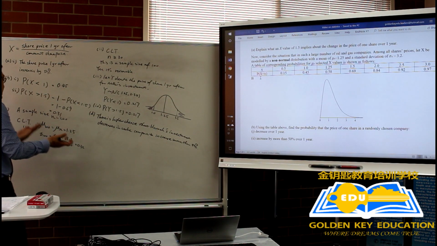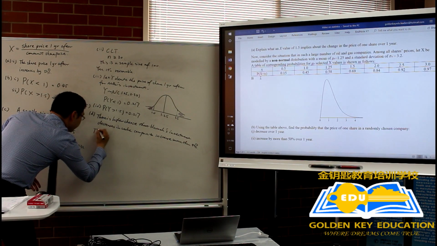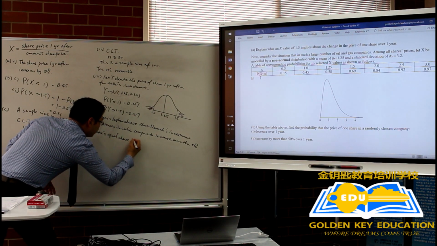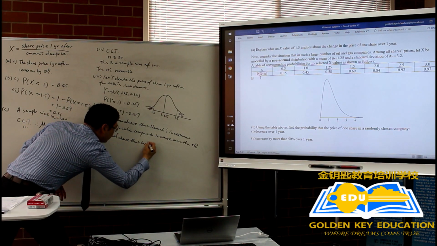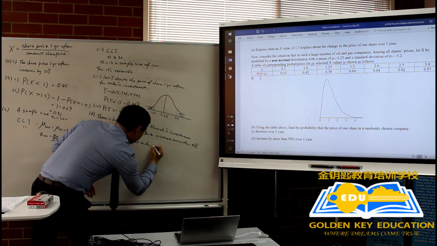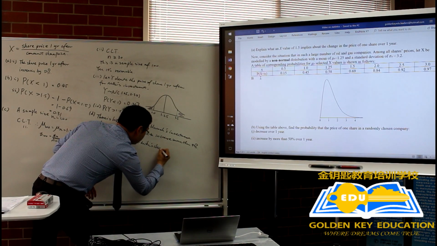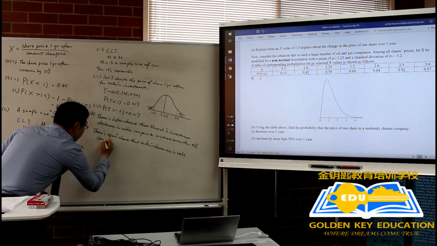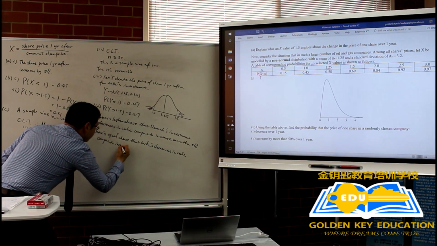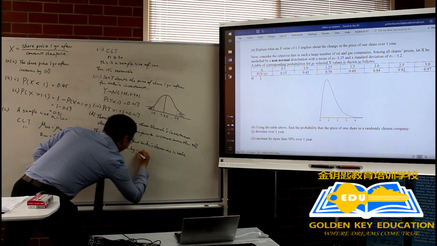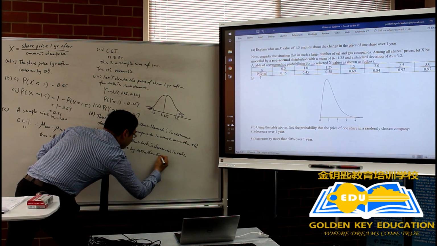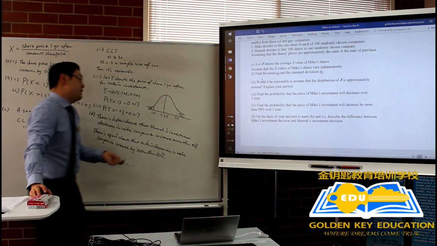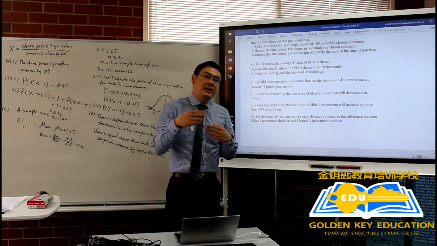But for my option, because it's symmetrical, there's an equal chance that Mike's share decreases in value compared to increasing by more than 50%. So when you get a question like this in the exam, try not to use any knowledge that you haven't learned from your math course.